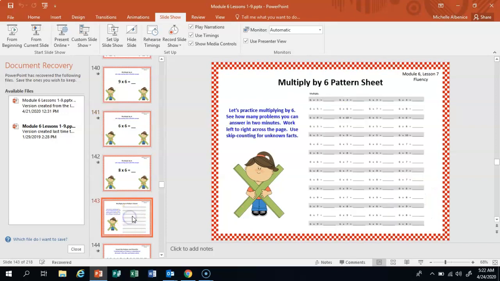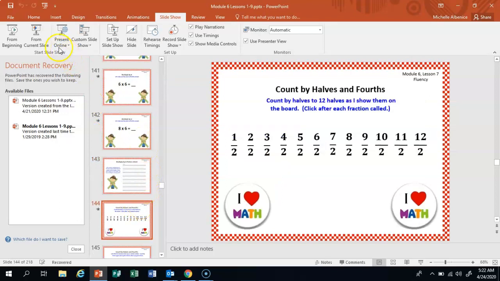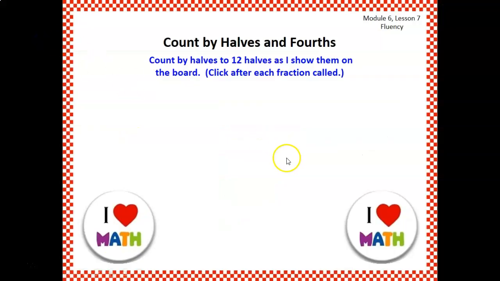Today you got a pattern sheet. Don't forget to do that. Let's go here. Let's count by halves and fourths.